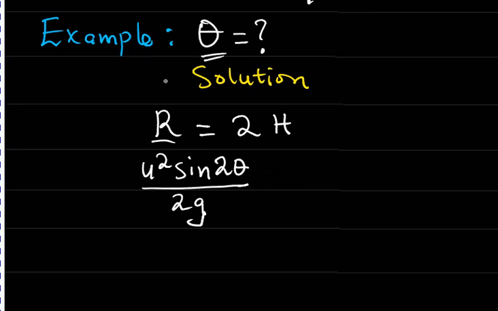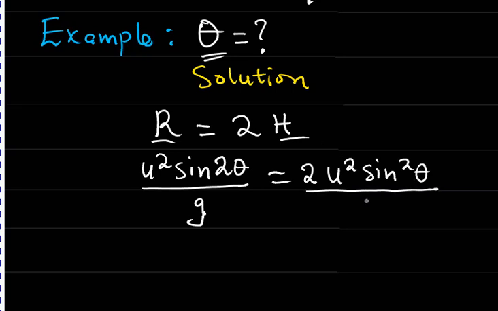Divided by g, please pardon me, not 2g. Alright, so we also insert the expression for the maximum height, which is 2 times the maximum height, giving us u squared sine squared theta all over 2g. So the whole idea is to rearrange this expression to solve for the angle theta. All we need to do is start cancelling the same factor found at the same position on both sides of the equation.